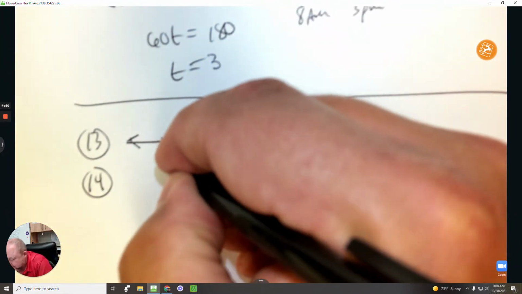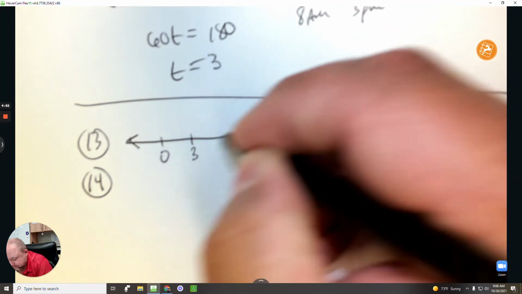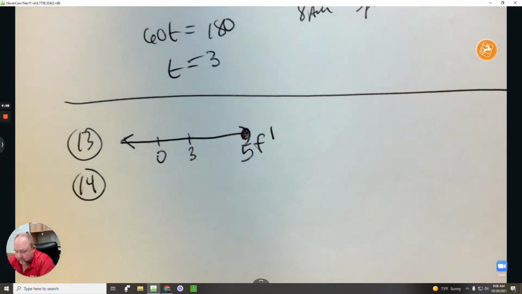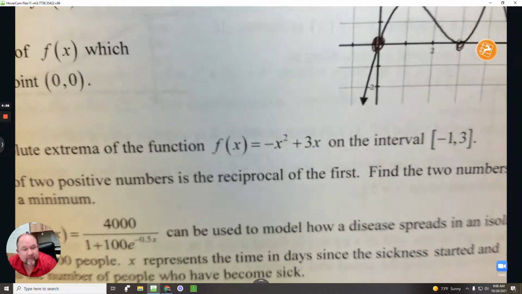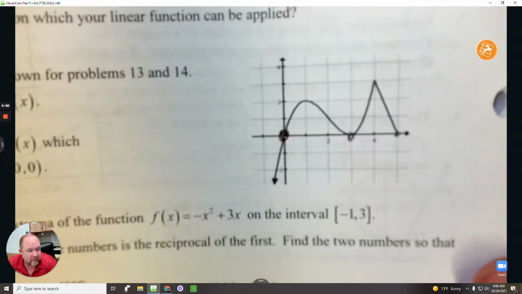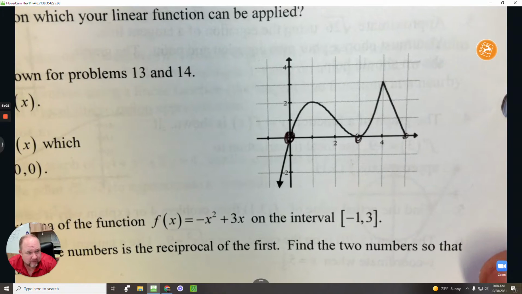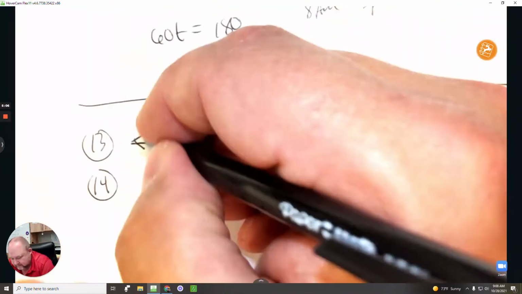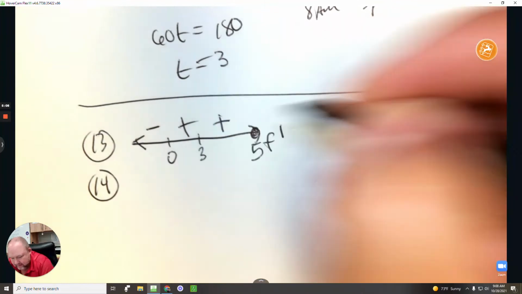So the x-intercepts are at 0, at 3, and really 5 is the end. So 1, there's an end point at 1, and the other one has an arrow. So really we're looking at 0 and 3. It's below and then above and then above. So below, above, and above.